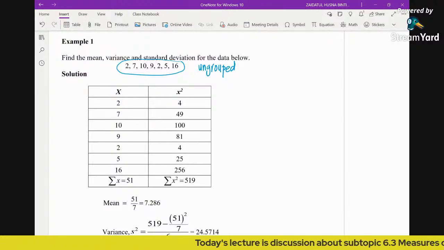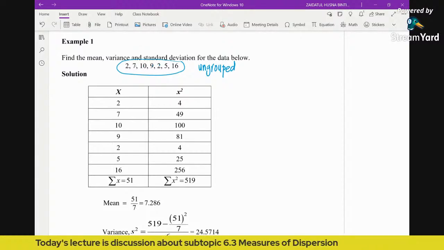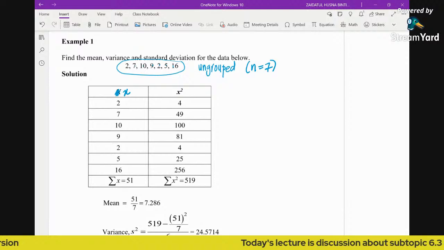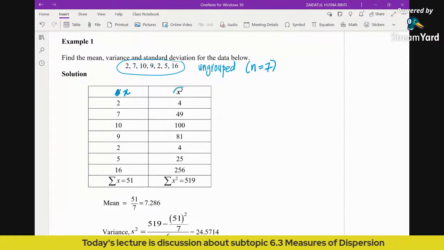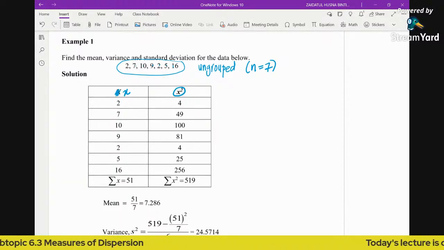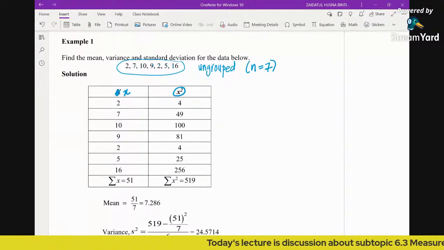So now, we see how many n here. 1, 2, 3, 4, 5, 6, 7. So n equals 7. So this is basically the x, the small letter x. We list down each and every data that we have, and then we square it. The squared values are the values that will help us to find the variance and standard deviation. But when it comes to the mean, we don't really need the sum of x squared. When it comes to the mean, we just need to find the sum of x divided by the n.